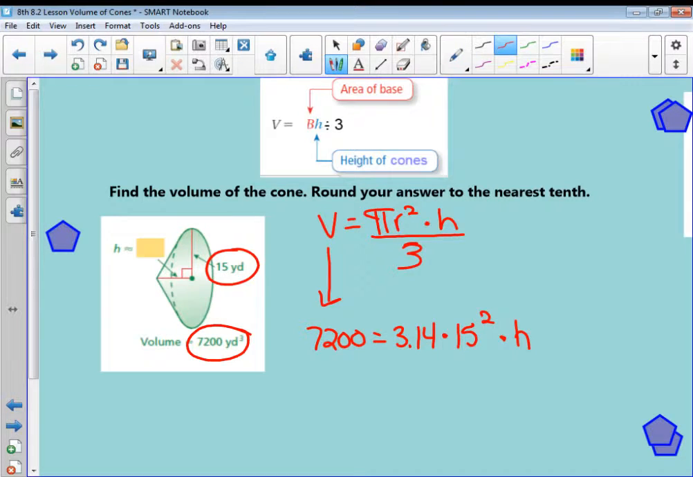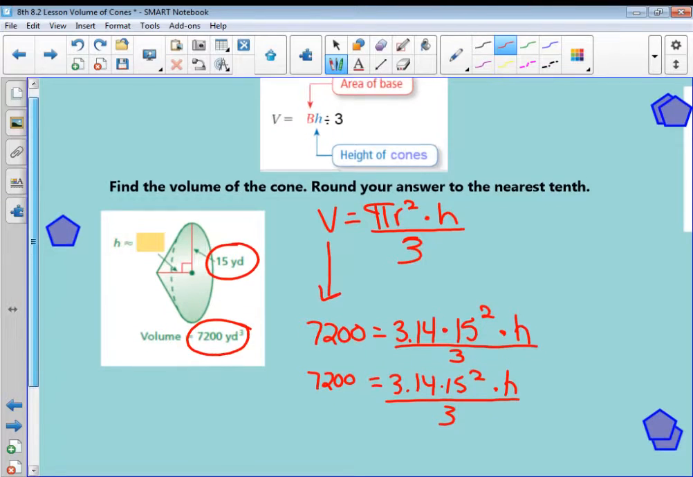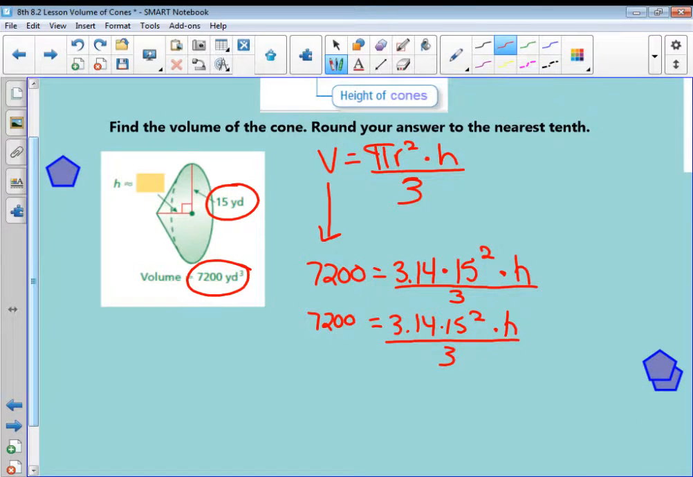Okay, so now we're going to go through and simplify. So I still have 7,200 on this side. And then we have to remember that this has to divide by 3. Equals 3.14 times 15 squared times our height divided by 3. Because that divided by 3 is sitting there on the bottom, we're going to simplify what we can in the top, and then we'll divide that answer by 3.